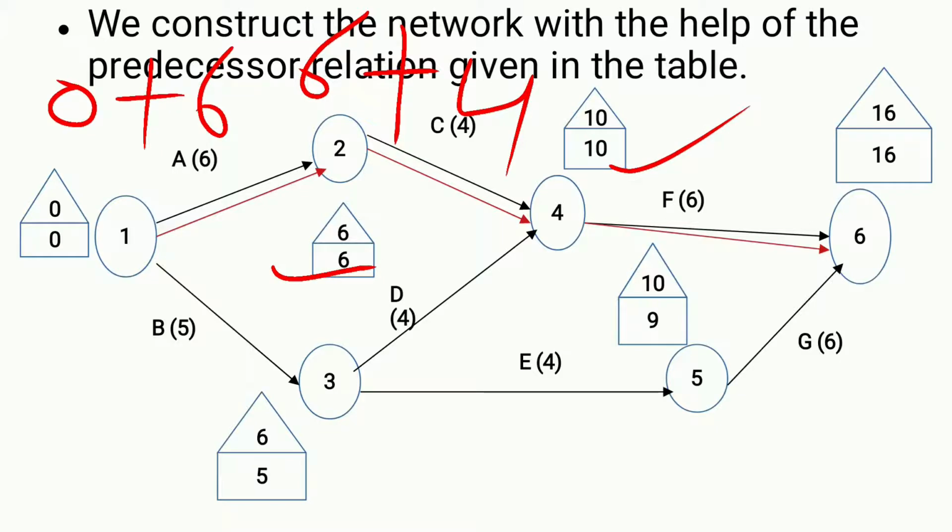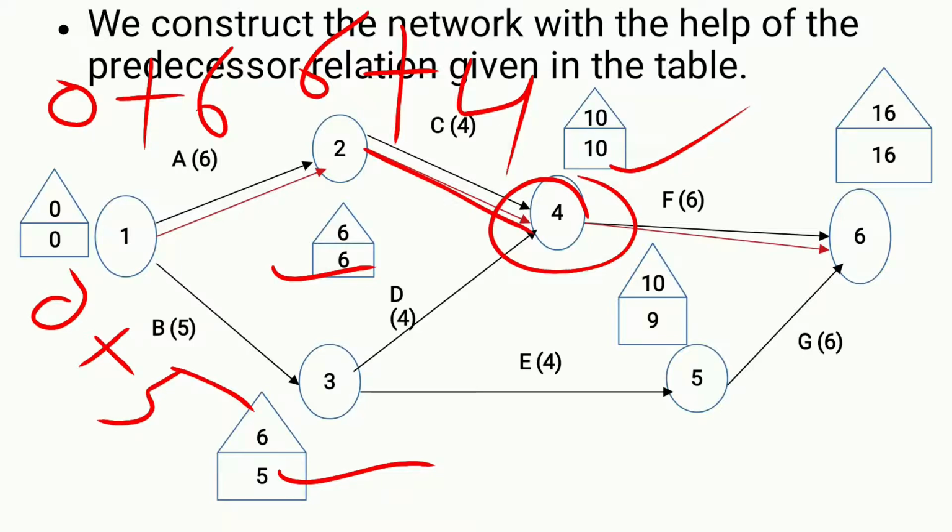In the same way from 3, see here, 0 plus 5 is 5. And for 3 to 4, we have to see 2 to 4 and 3 to 4. 4 is coming from both 2 and 3. Here how to select: we have to calculate from 3 to 4 and 2 to 4. From 2 to 4 it is 10 and from 3 to 4 it is 9. We have to write the largest number here. The highest number is from 2 to 4. So we are taking 10 here. We are neglecting 9.